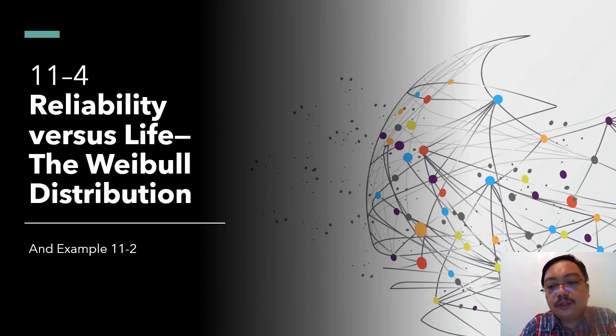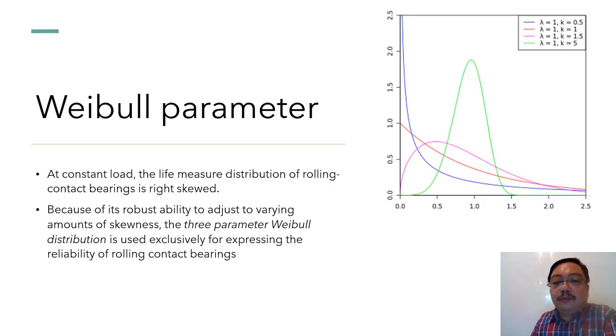In this video, we are continuing with chapter 11.4 from the book Shigley's Mechanical Engineering Design. We're talking about bearings, and chapter 11.4 covers reliability versus life, specifically the Weibull distribution. So what is a Weibull parameter? The Weibull distribution is the same as the Weibull parameter. Basically, it is a parameter used to do prediction.